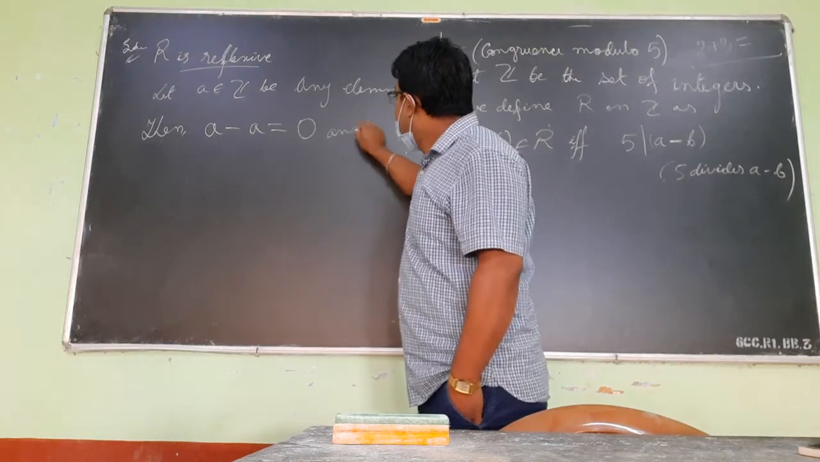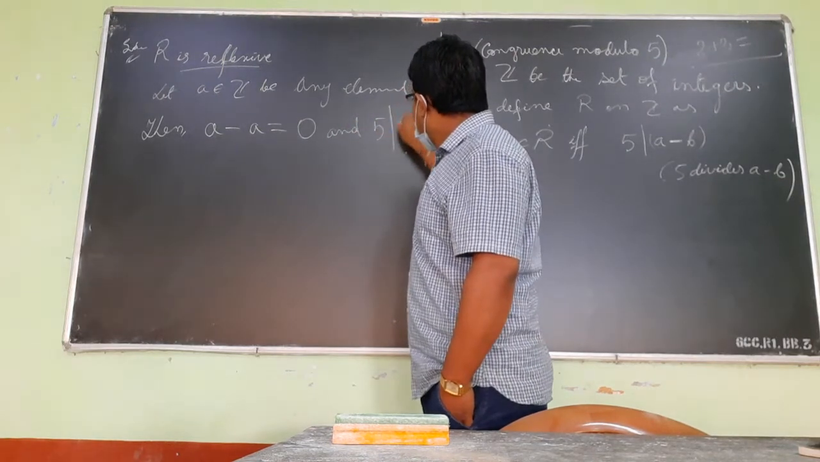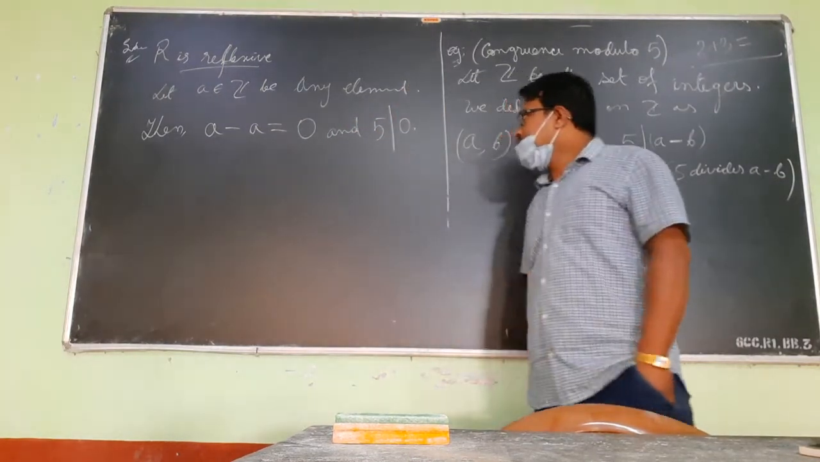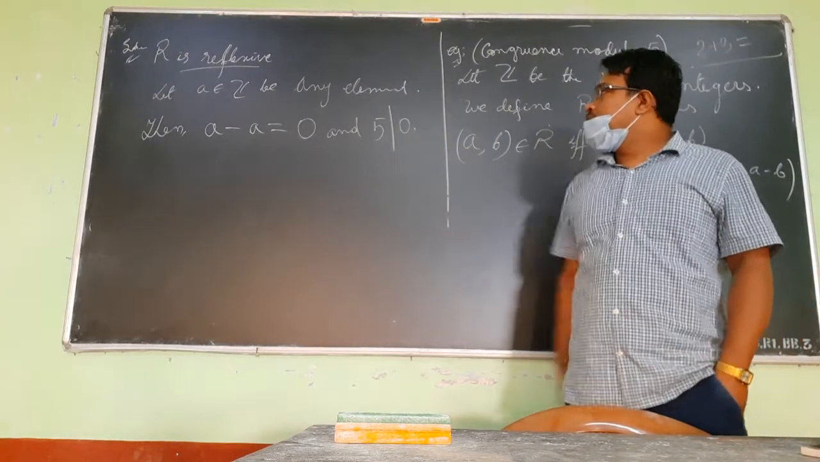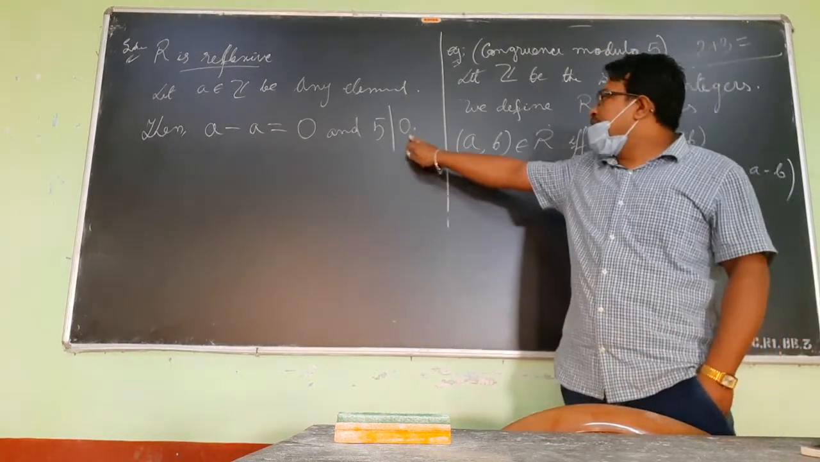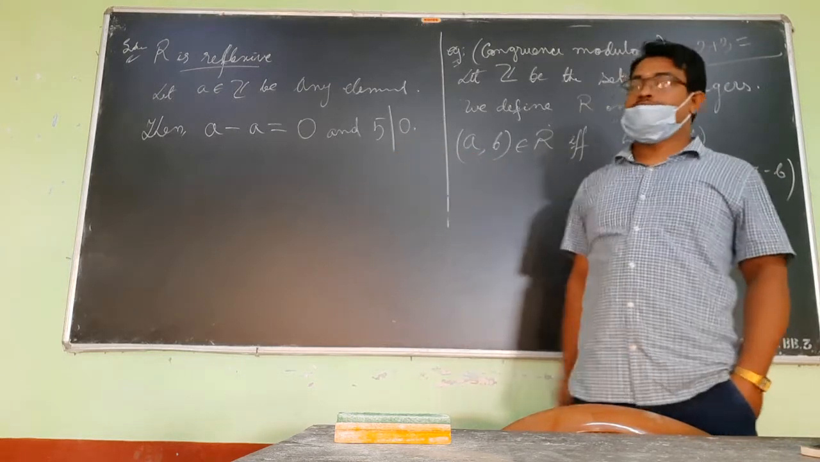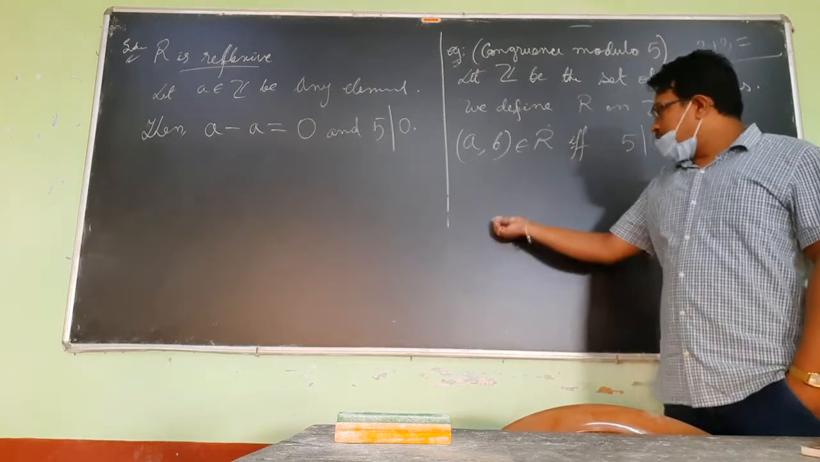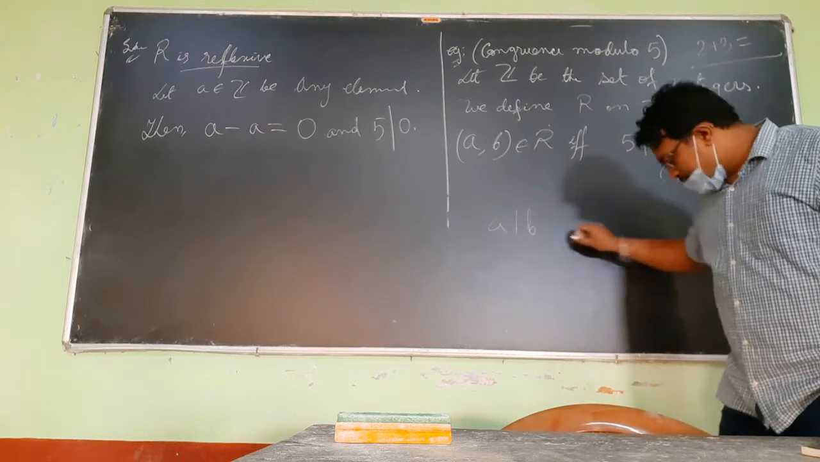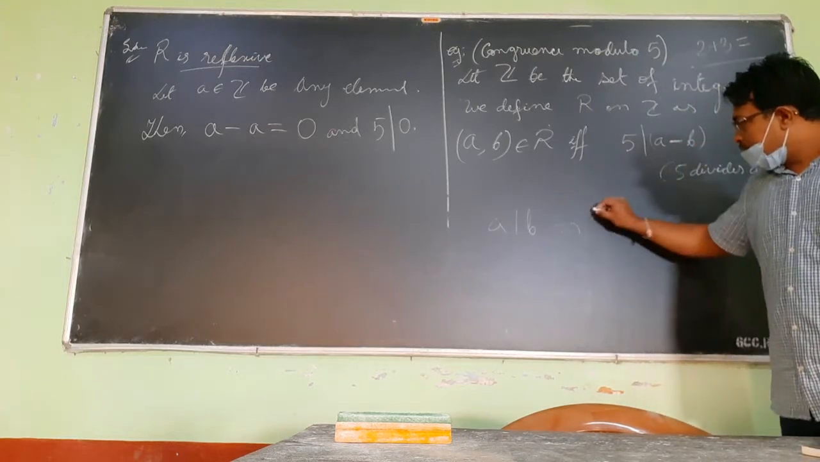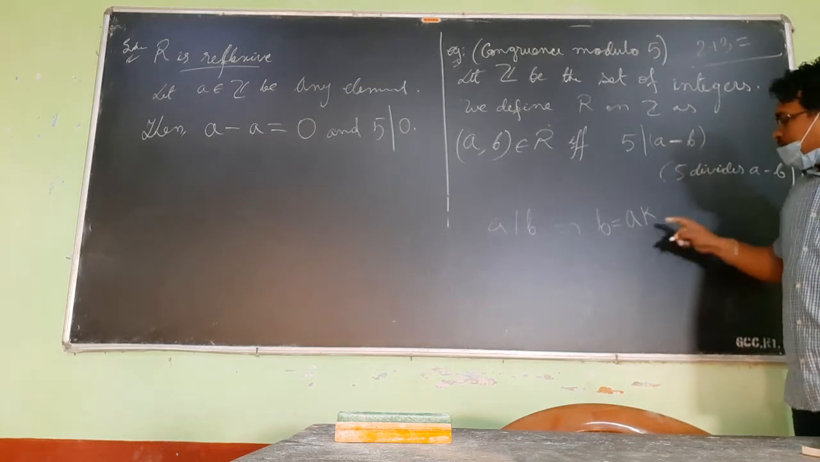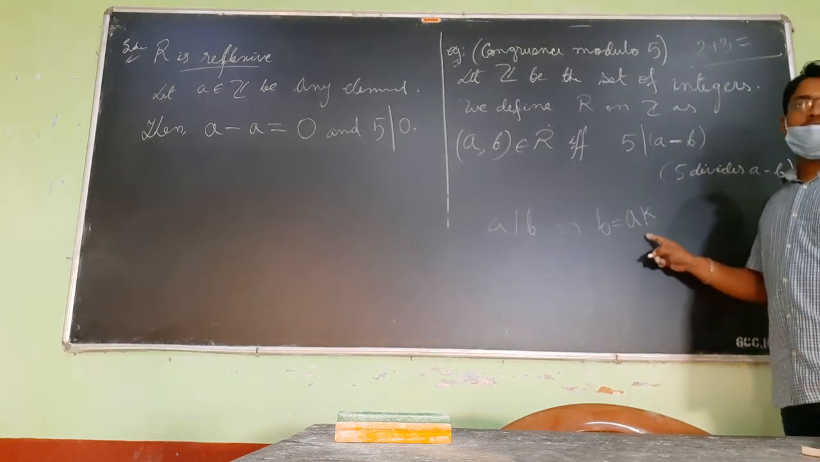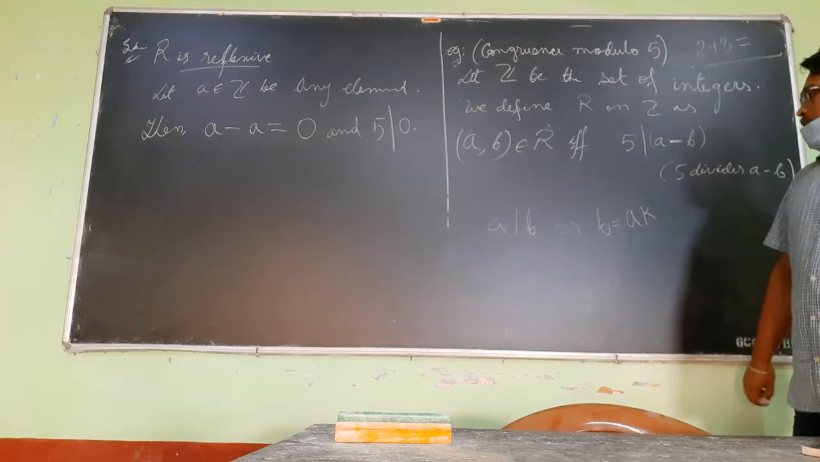And we know that 5 divides 0, because 0 is divisible by any non-zero number. 0 can be written as 5 into 0. What is the meaning of a divides b? A divides b means b can be written as a into some integer.